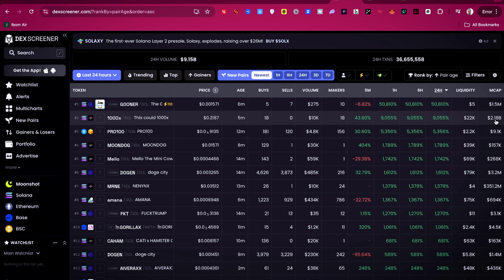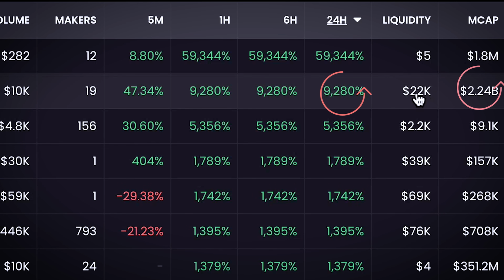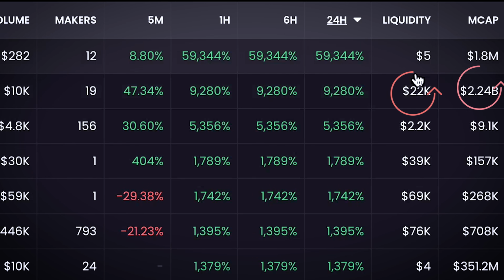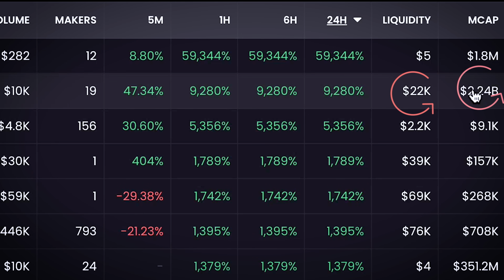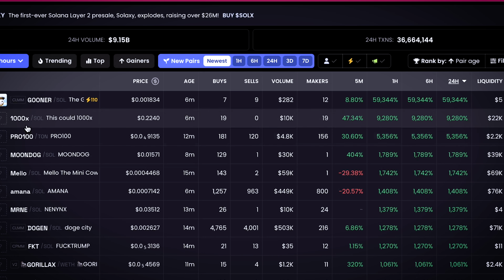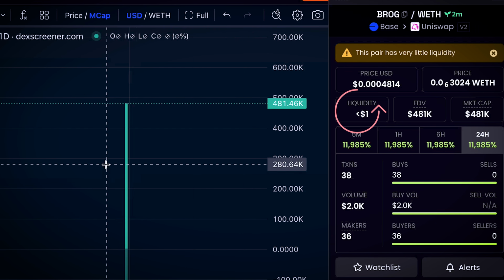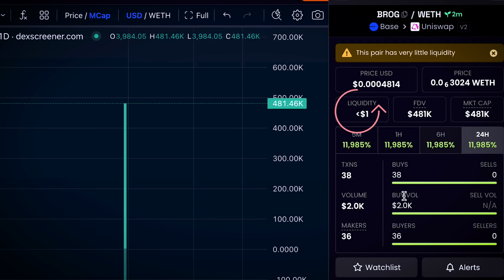And the same way it applies to the next one, which is sitting at $2.2 billion with 9,280%. You can see the liquidity is just about $22,000. Now the question is, how will a coin with $2.2 billion have $22,000 liquidity? So if people want to sell, how do you actually sell this token? You're going to barely be able to sell the token. And most times, if I open up this coin properly, you can see the liquidity is already showing less than $1, which simply means you can't even sell this coin if you buy it right now. And look at people actually buying. 38 persons have actually bought these coins, but there's no seller.